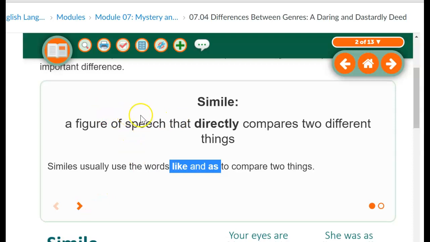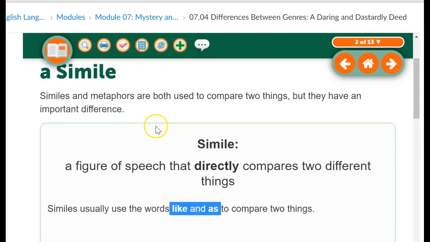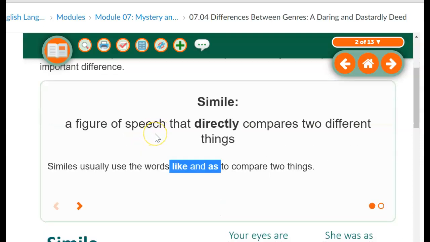So like Sherlock said, he has the heart, Pedro said he was as clever as a fox. So he's comparing Sherlock to a fox. Now, if you know anything about foxes, they tend to be very clever and cunning and kind of up to things and sneaky. So he's not saying Sherlock is a fox. He's saying that he has some characteristics that are similar to a fox. So that's how he's comparing them.